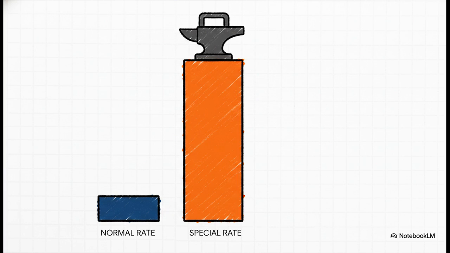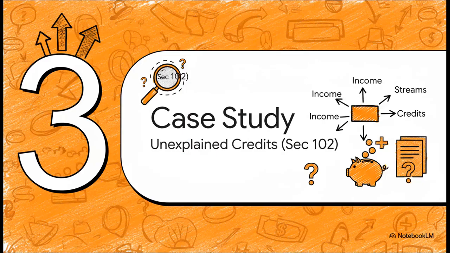The government's thinking here is pretty clear. They want to create a huge financial reason not to hide income and make sure that people who evade taxes don't get off easier than those who are honest. So, to see how this all works in the real world, let's zoom in on the provision that gets used most often, Section 102, which handles unexplained credits.